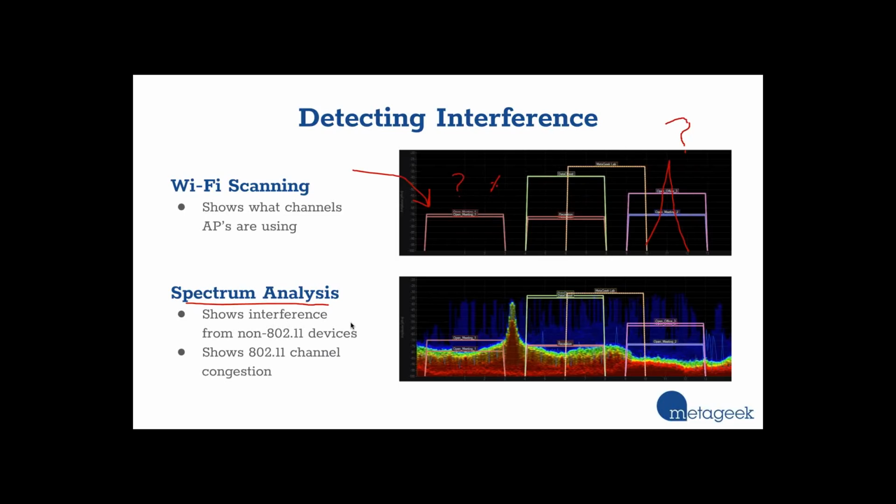With a spectrum analyzer, which is a special piece of hardware, in our case, it's the WiSpy DBX, it's going to show you two big things. The first is interference from non-802.11 devices. So if there's a cordless phone ruining your day, you can finally see it. It's not a mystery anymore whether there's something there or not. You can also see channel congestion. How busy is each channel? I mean, how often is channel 11 being used? You can actually see that with a spectrum analyzer.